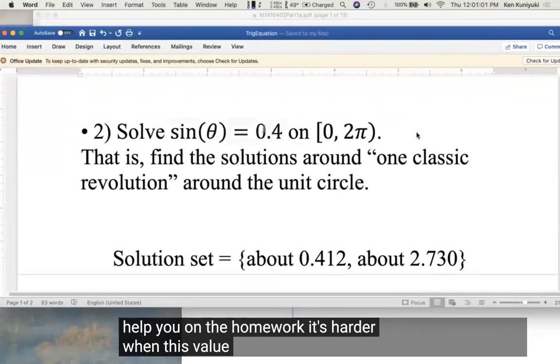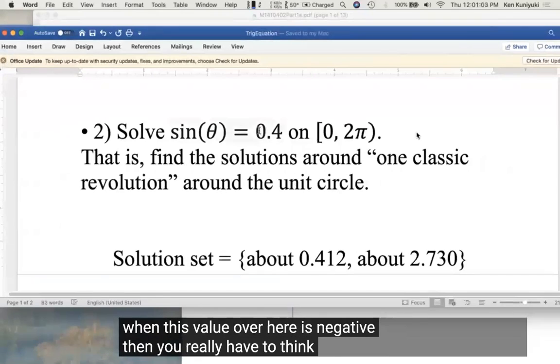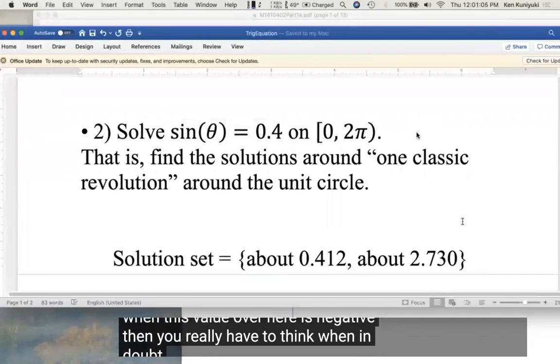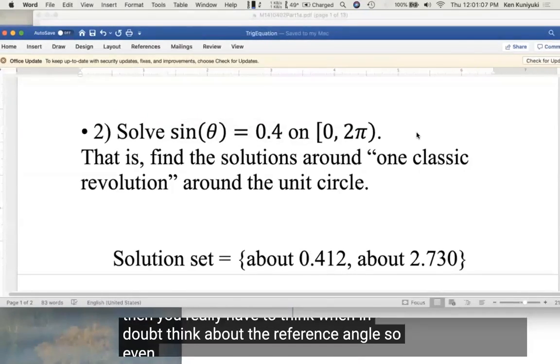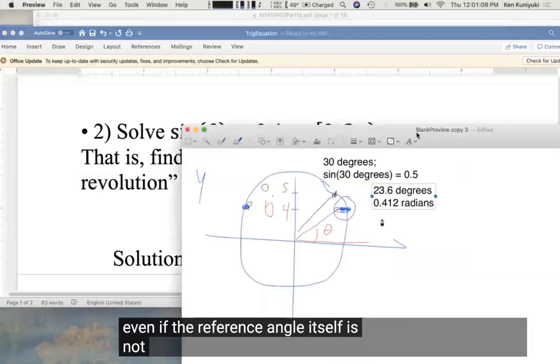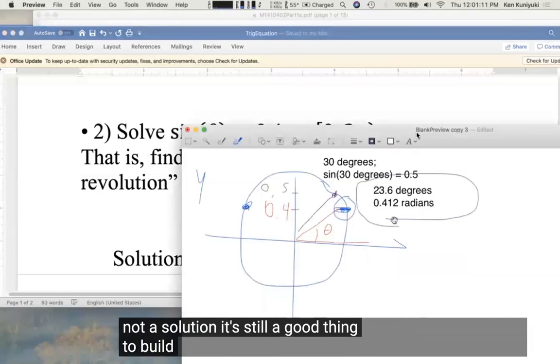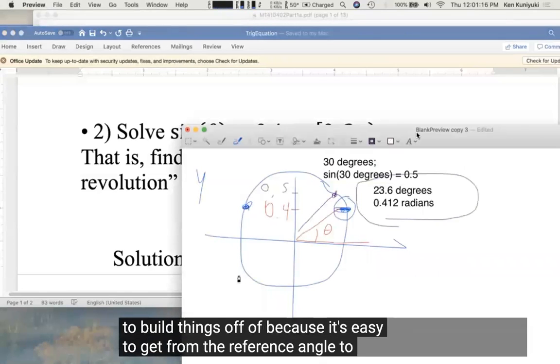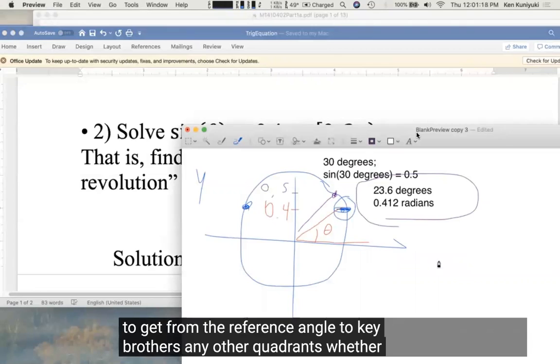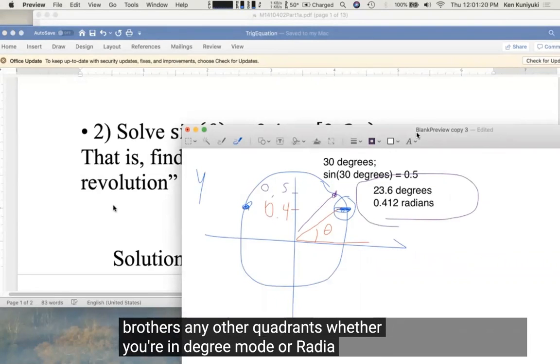It's harder when this value over here is negative. Then you really have to think. When in doubt, think about the reference angle. So even if the reference angle itself is not a solution, it's still a good thing to build things off of, because it's easy to get from the reference angle to key brothers in the other quadrants, whether you're in degree mode or radian mode.